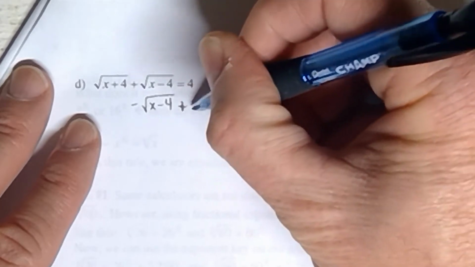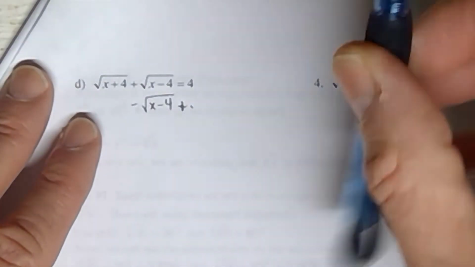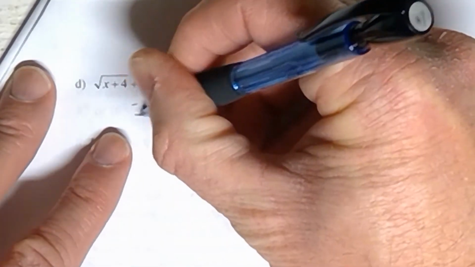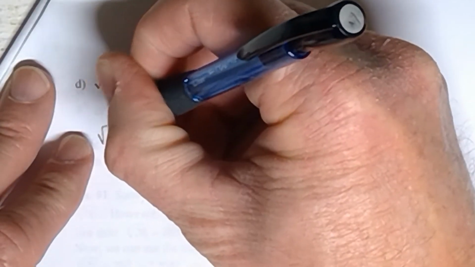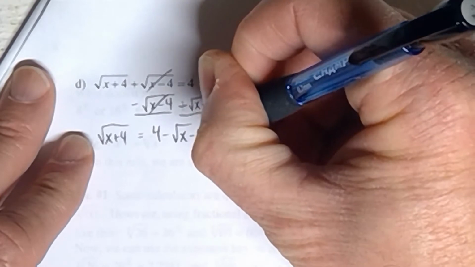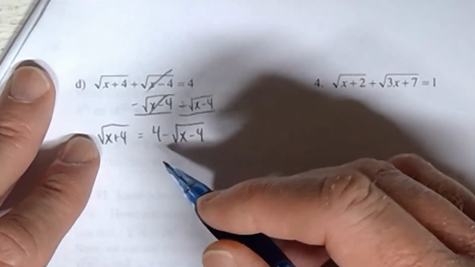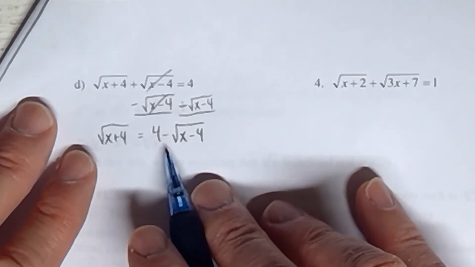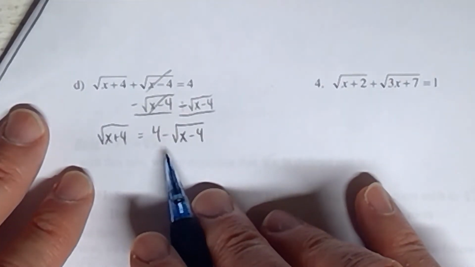But you've got to move one of them. Oh, sorry about that. That should be a minus, not a plus. We're subtracting it over. And so it cancels that out, and we get square root of x plus 4 by itself, now equal to 4 minus this radical I moved over. Don't combine those two terms because they're not like terms. Remember, a regular term and a radical term will never combine when they're being added or subtracted together. In this case, subtracted.